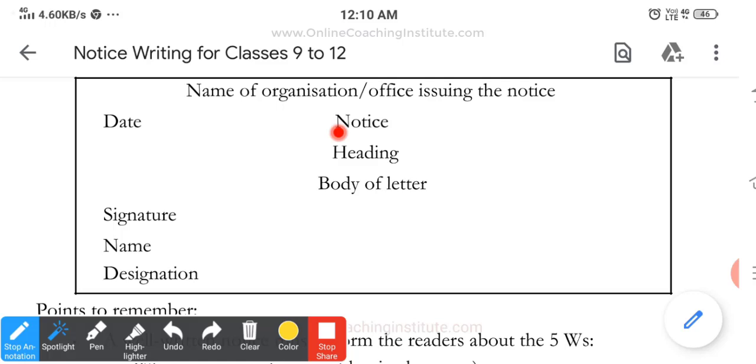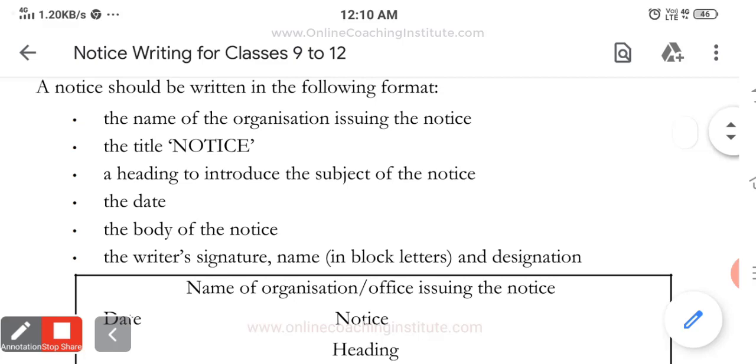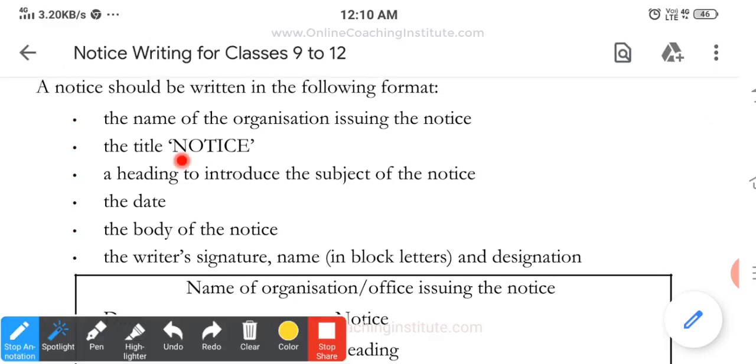NOTICE means in capital letters. Right now here it is written in the running hand. It is the mistake of my typist, so don't mind this. So you have to write in capital letters. Okay, let me show you how. In this way you have to write NOTICE in bold letters or capital letters.